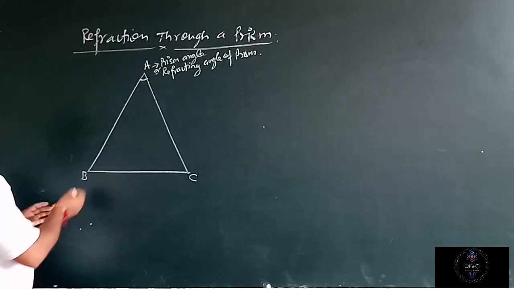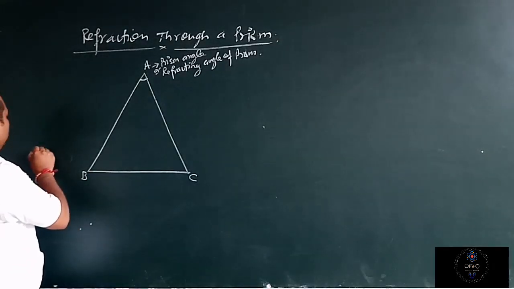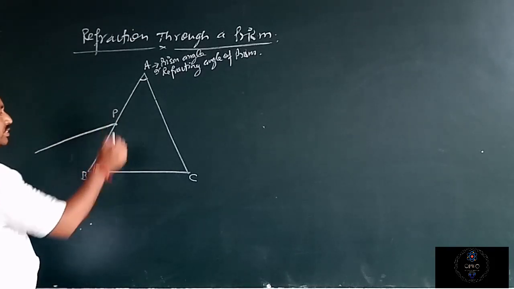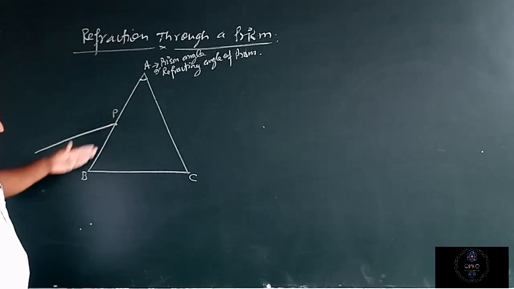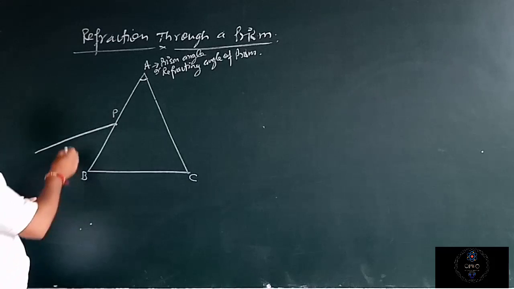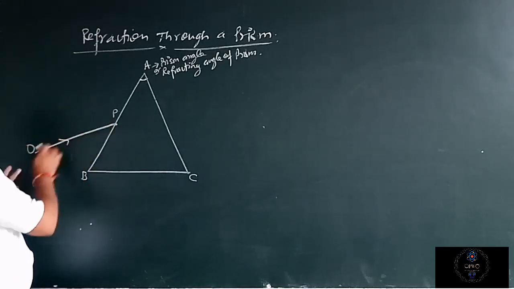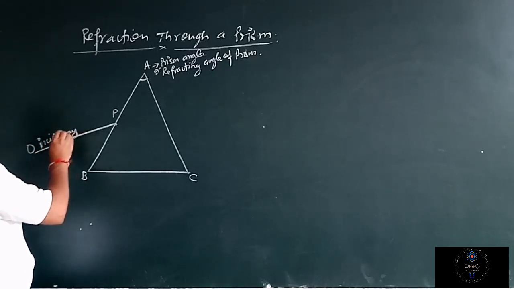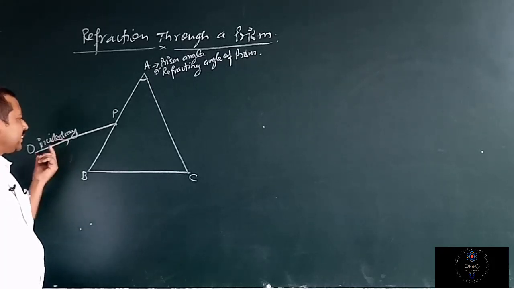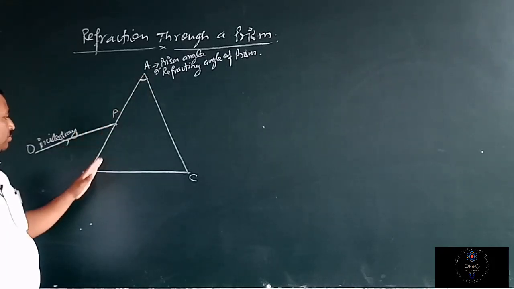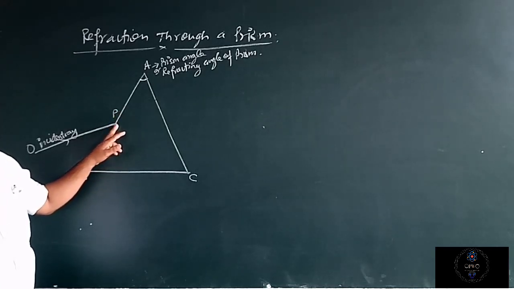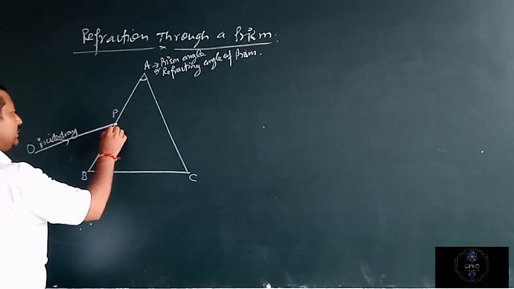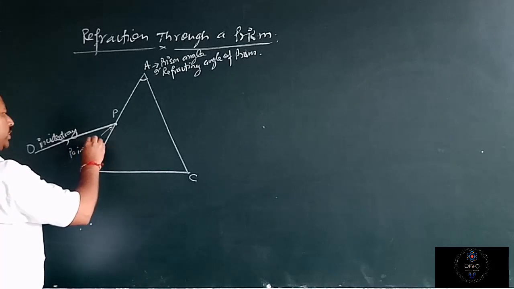Suppose we consider an incident light ray which is incident at a point P on the prism surface. This surface is the incident surface, and suppose OP is the incident ray. Where this ray strikes the surface AB of the prism, this point is known as the point of incidence.